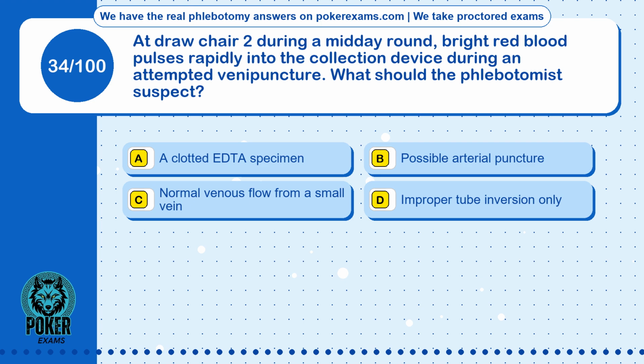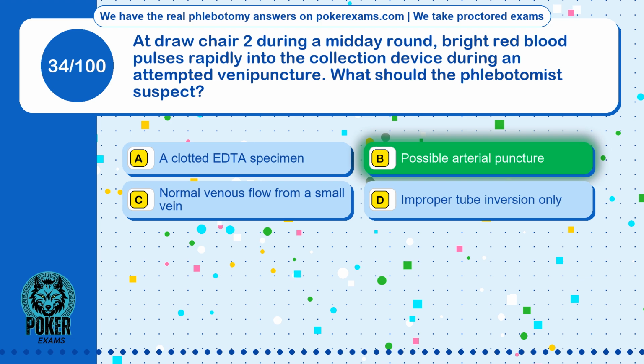Question 34. At draw chair 2 during a midday round, bright red blood pulses rapidly into the collection device during an attempted venipuncture. What should the phlebotomist suspect? Option A. Clotted EDTA specimen. Option B. Possible arterial puncture. Option C. Normal venous flow from a small vein. Option D. Improper tube inversion only.